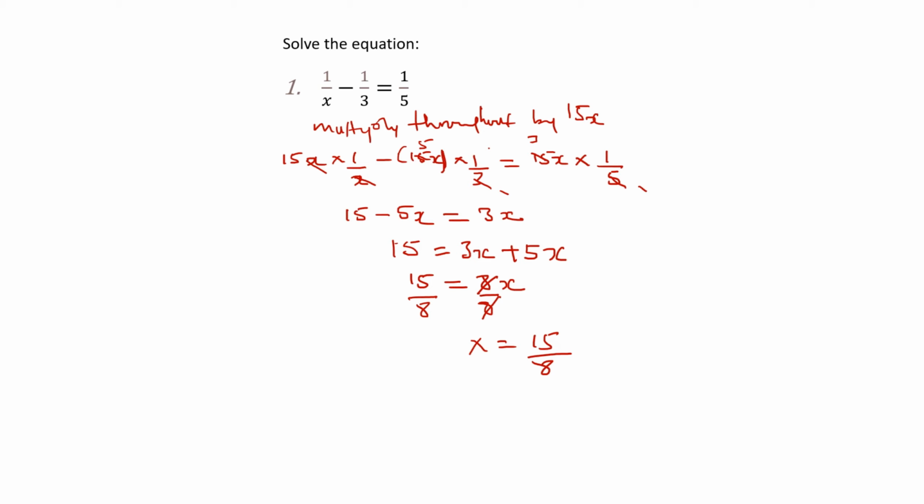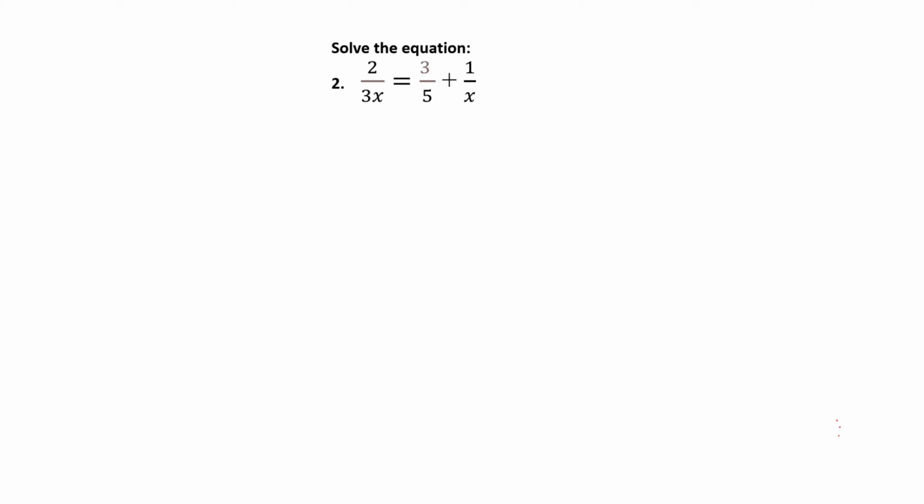So guys, let's move on to the second question. So let's continue by solving this second question, where we have 2 over 3x is equal to 3 over 5 plus 1 over x. We find again the LCM. The LCM for these denominators, we have 3x, we have 5 and x. So we multiply 3x, 5 and x. So 3x multiplied by 5 is 15x, 15x multiplied by x is 15x squared. So the LCM here is 15x squared.